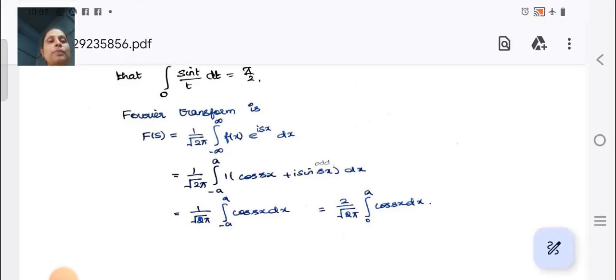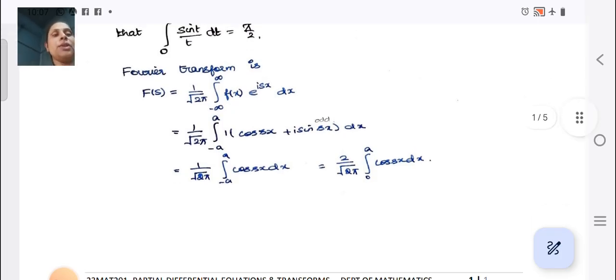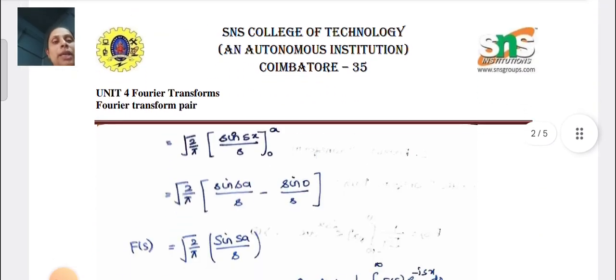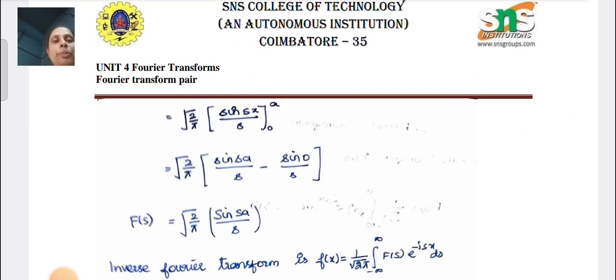So here we want to split the real and imaginary parts. In this, the imaginary part is an odd function, so the answer is 0. Only the even function survives. If it is an even function, we have to write 2 times, using the property. So 2 times the integral from 0 to a, so 2 divided by root 2 pi, integral from 0 to a of cos sx dx.